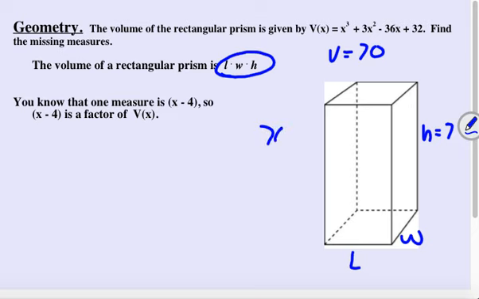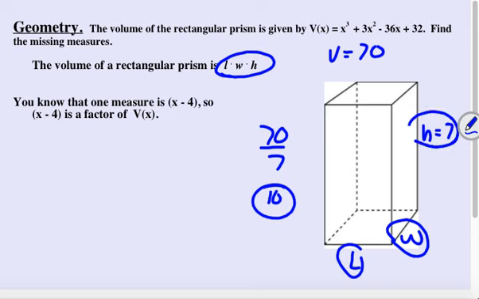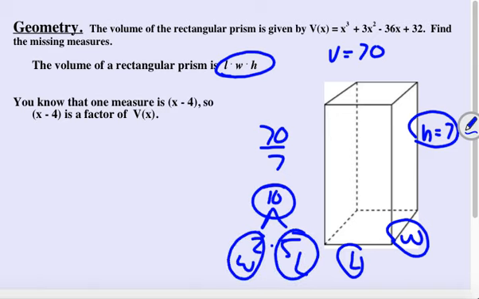Well, 70 divided by 7 is 10. So multiples of 10, or factors of 10, would be your length and width. So dividing 70 by 7, the height here, you're left with 10. 10 breaks down into 2 times 5. So I'd say my width is 2 and my length is 5. So that's kind of what we're doing, but now we're doing it with expressions.